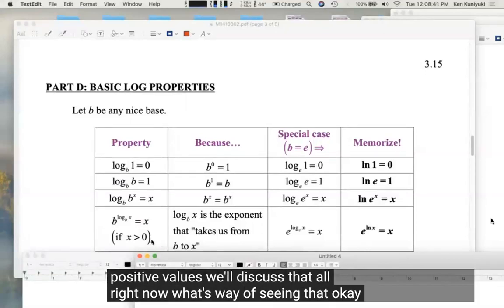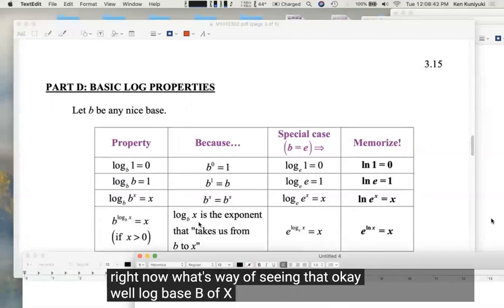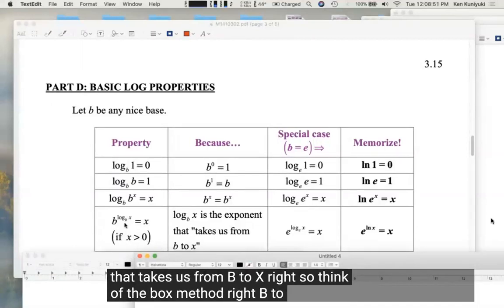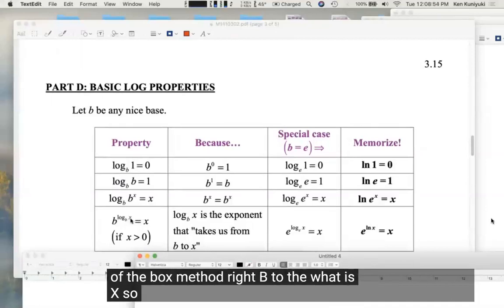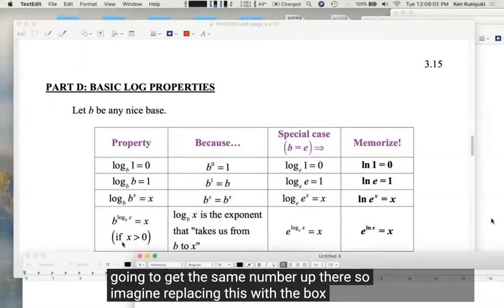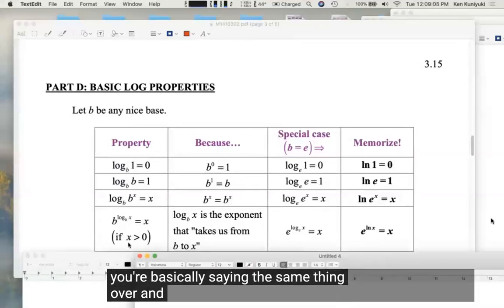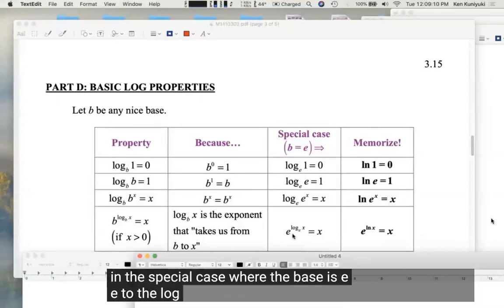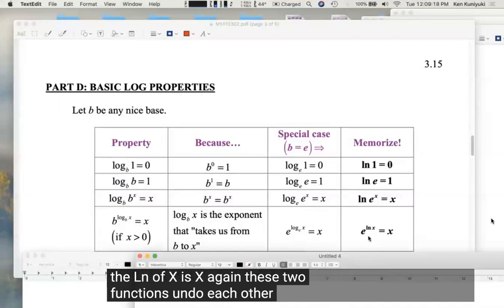All right. What's a way of seeing that? Okay, well, log base b of x, that's the exponent that takes us from b to x, right? So think of the box method. B to the what is x? So instead of this, imagine the box. Well, b to the what is x? You're going to get the same number up there. So imagine replacing this with the box, and you're basically saying the same thing over and over again. In the special case where the base is e, e to the log base e of x is x, or e to the ln of x is x. Again, these two functions undo each other.